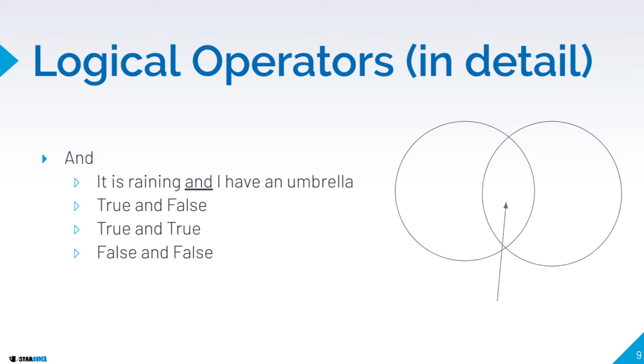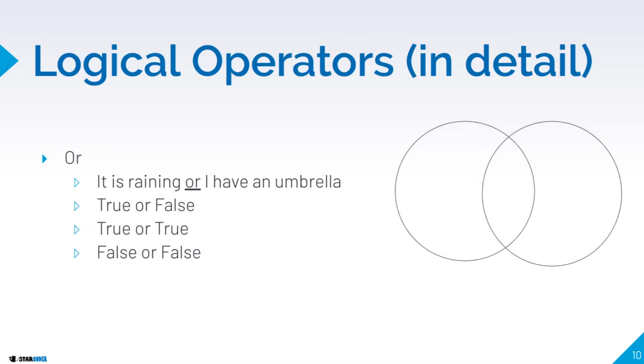Now what if we want a different value for these expressions? Well, we have the or operation. Let's use the same example. It is raining or I have an umbrella. Now, the word or in this context states that either is true.